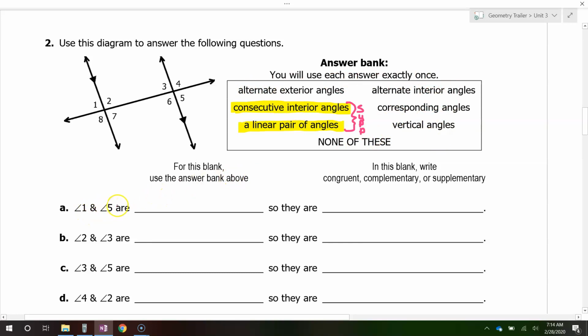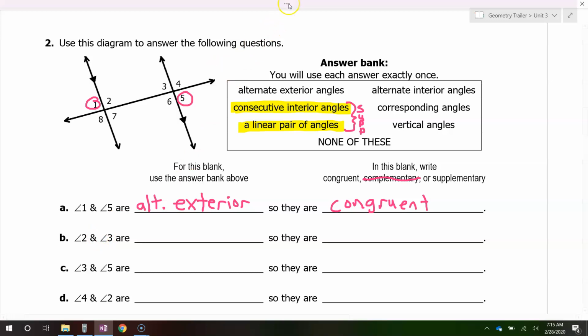Okay, so angle 1 and angle 5. Okay, that's this angle and this angle. These are alternate exterior angles. Okay, exterior means that they are not between the lines, and alternate means they are on opposite sides. So alternate exterior. And like I said, all of these are congruent except for these two. So these are congruent. All right, none of them are complementary.